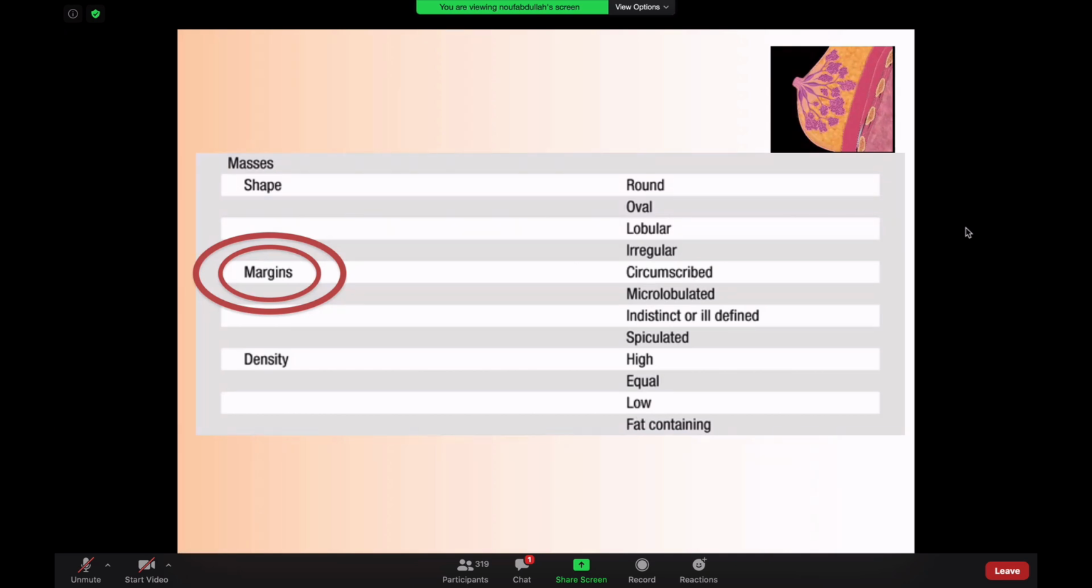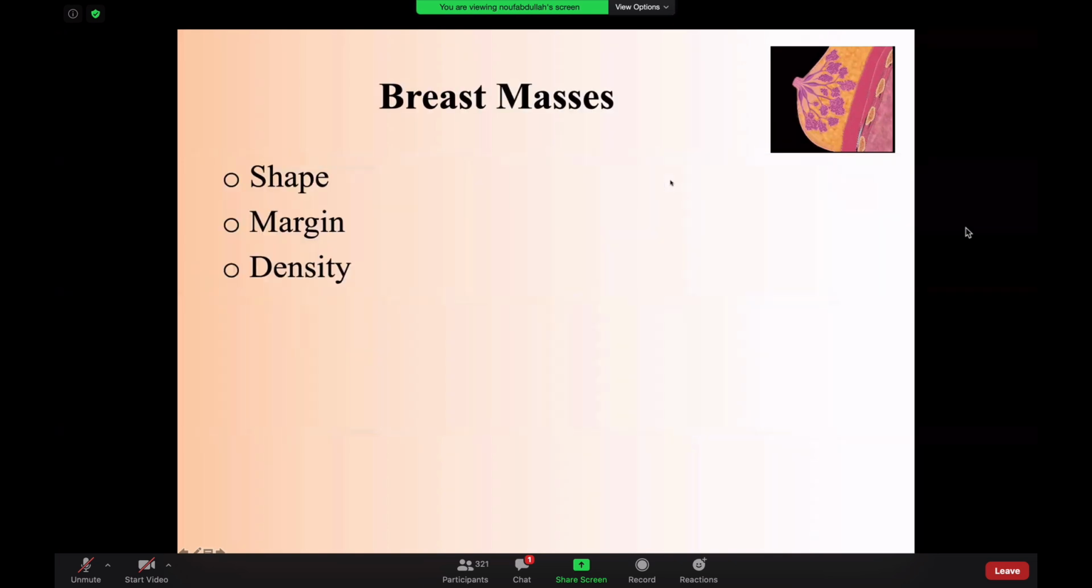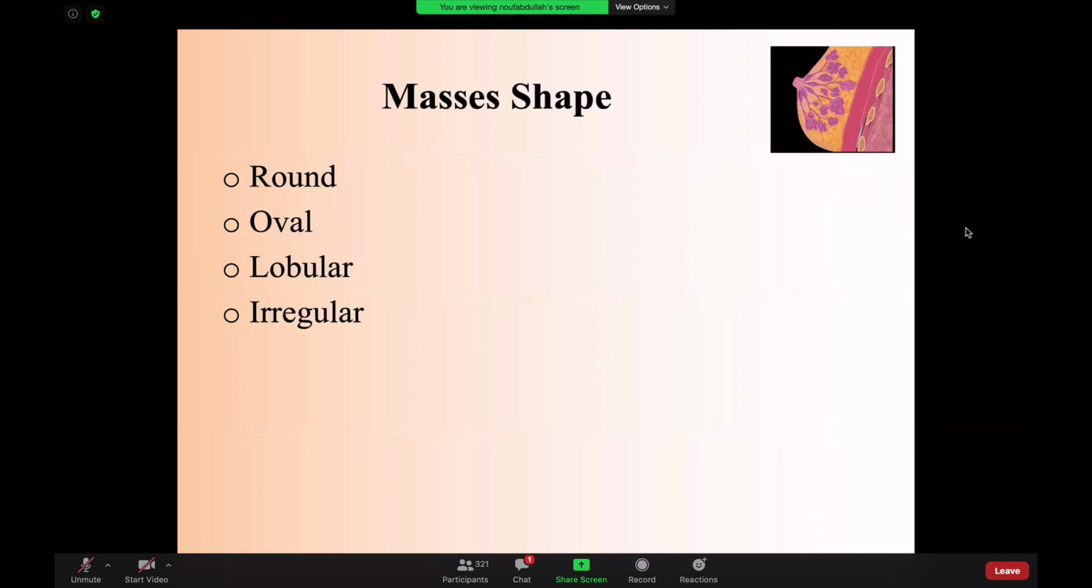As I said, the most important is the margins. So generally speaking, if you have a microlobulated margin or indistinct or spiculated margin, then you have to keep in mind that you are dealing with a malignant lesion. The rest of the findings here are not very helpful to characterize the lesion. So this is talking about the breast masses, round, oval, lobular, irregular. The first three could be found in benign or malignant lesions. The irregular lesion, usually you find it in malignant lesions.